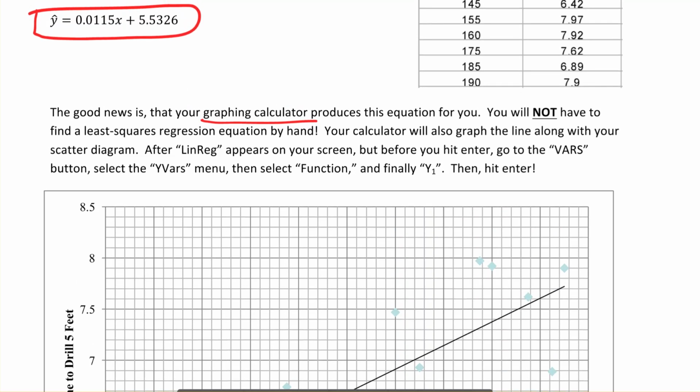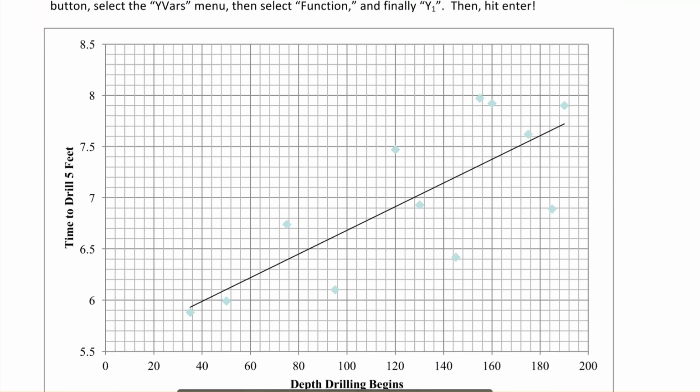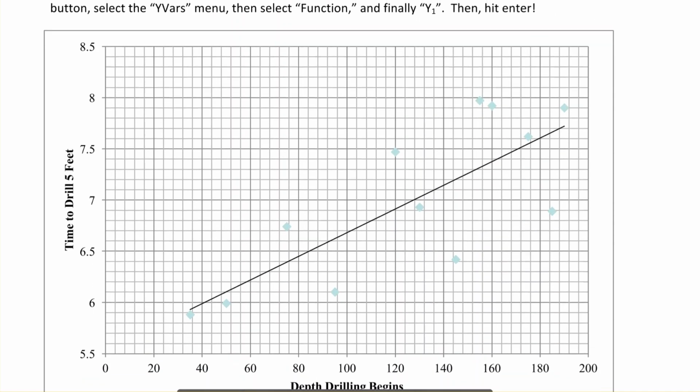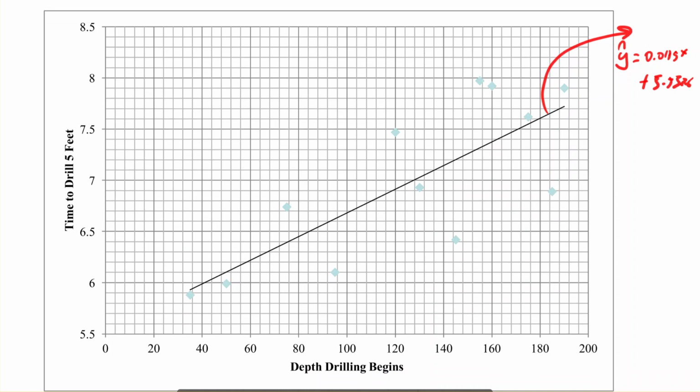Okay. So this right here, we found this data. This is the equation. Let me write this equation. The equation of this line is y hat equals 0.0115x plus a y-intercept of 5.5326. So this is the best fit line.